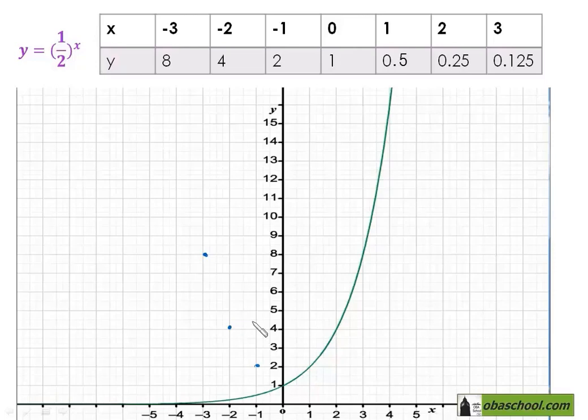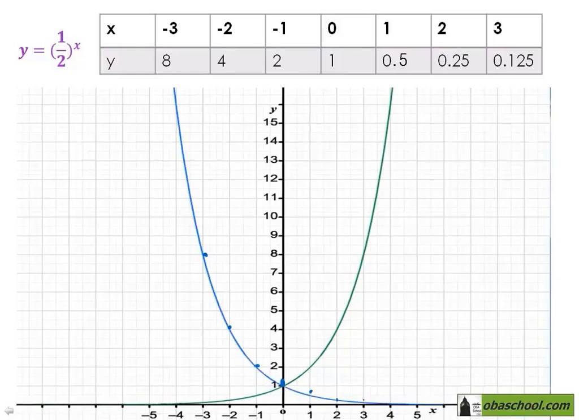And of course, the point x equal to 0 and y equal to 1. When x was equal to 1, y was equal to 0.5, x was equal to 2, y was equal to 0.25. And for the final point, when x was equal to 3, y was equal to 0.125.